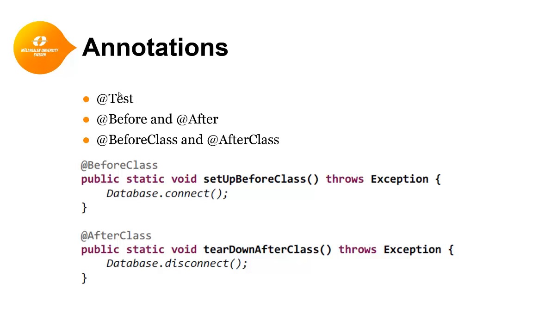So one example could be that we want, for example, to connect to a database, and we will put this method as a before class method, or we want to disconnect from the database once we finished executing all the tests. So this will have the annotation after class.